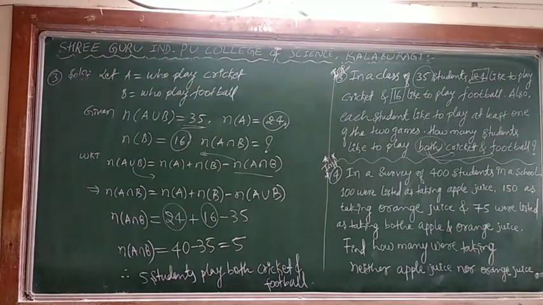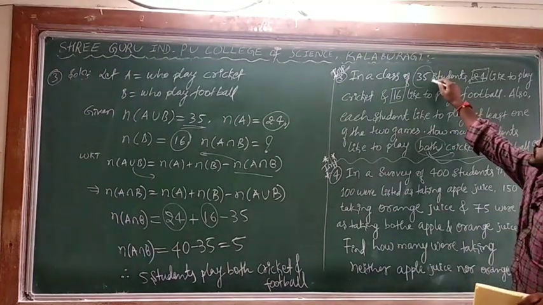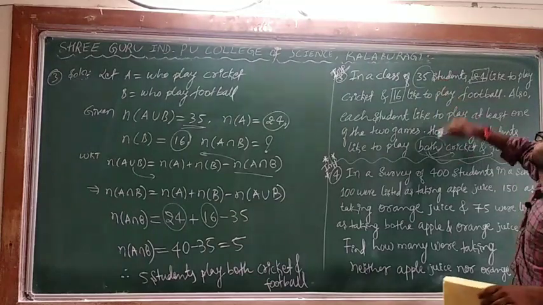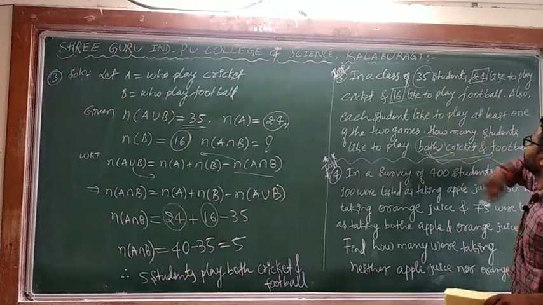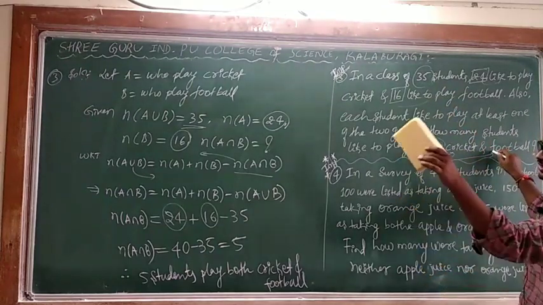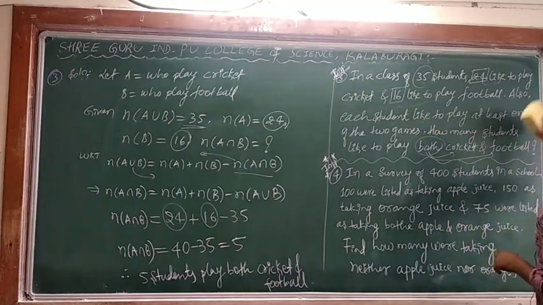Is it clear? A is considered as those who play cricket, B is considered as those who play football. Then union can be taken as the total number of students who play at least one of the games. 24 is considered as cricket, 16 is considered as football. He is asking both. Okay, this is clear. I will take the next problem.